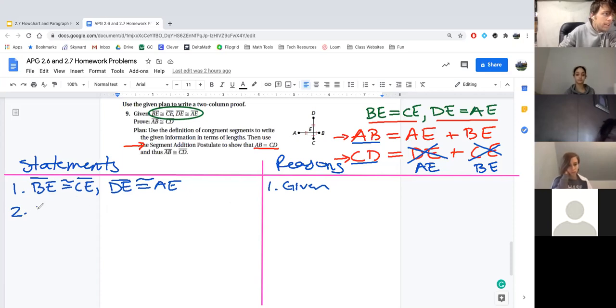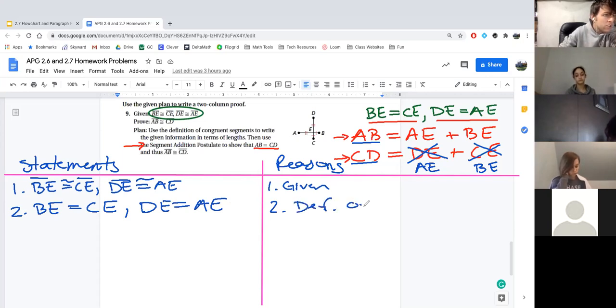Then we made the statement about the segments being equal. This is a pretty technical step that's not strictly necessary. When we know things are congruent, we do also know that they're equal, but we should do this in a formal proof. Definition of congruent segments.